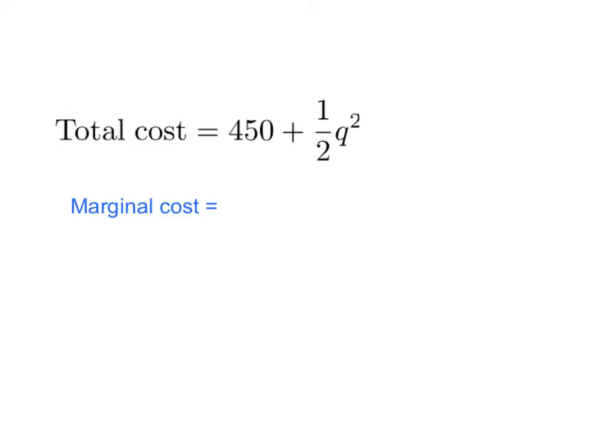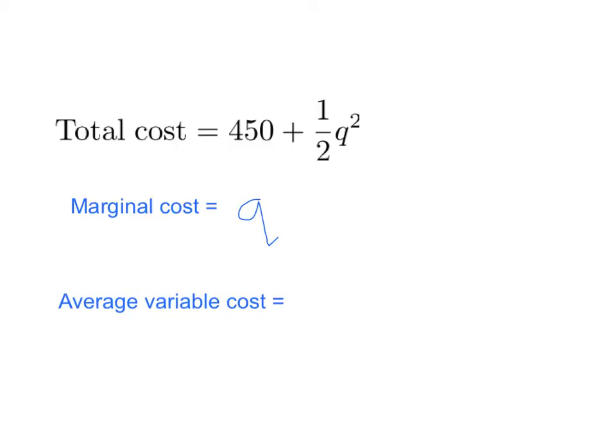Well, that's just given by the change in total cost with a change in quantity. To work that out, you need to know a bit of calculus, but you just take the first derivative of the total cost function with regards to quantity, which means that it's going to be equal to Q. So, the marginal cost of the first unit will be 1, the marginal cost of the second unit will be 2, the marginal cost of the fifth unit will be 5, and so on.